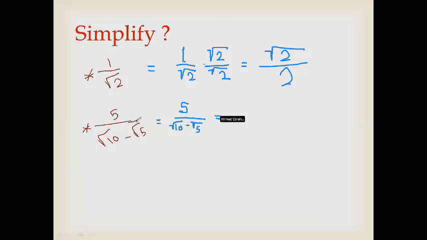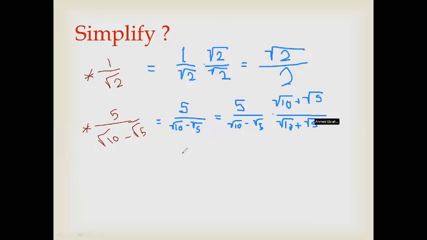equals 5 over root 10 minus root 5, times root 10 plus root 5 over root 10 plus root 5. Excellent.